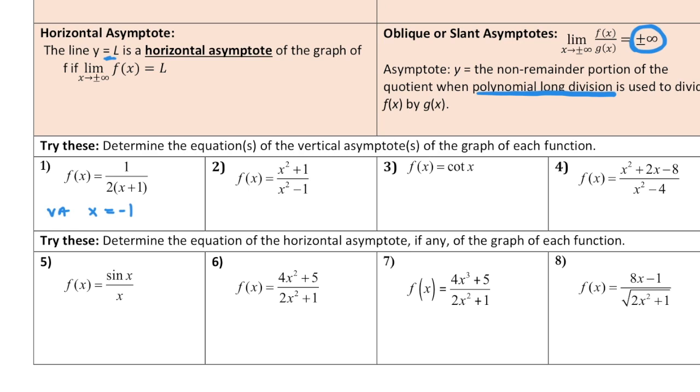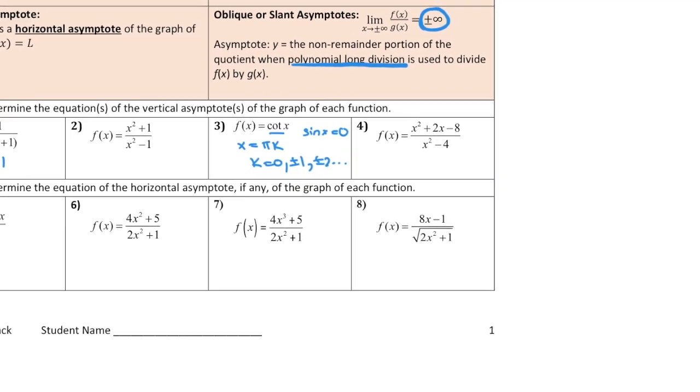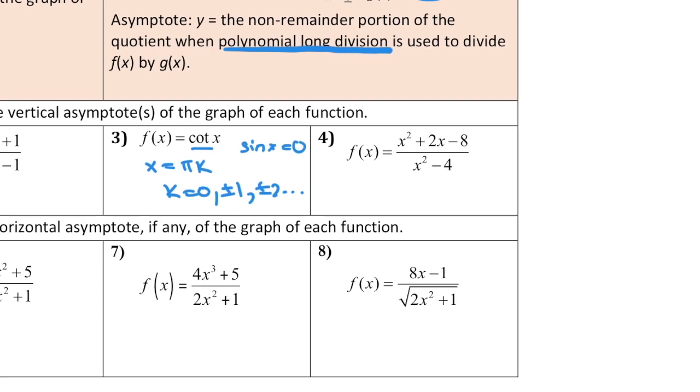Question number 3 has multiple vertical asymptotes because we want to know where the cotangent of x has a denominator equal to 0, and the denominator, of course, is going to be your sine of x. So sine of x equals 0 when x is equal to pi k, where k is 0, plus or minus 1, plus or minus 2, etc. So make certain you write it so that you show the infinite number of answers.